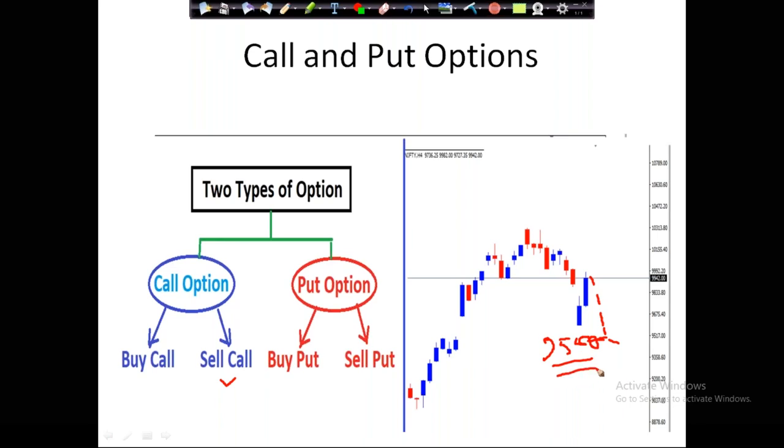Selling call. Remember, this is the basic understanding, only the basic understanding. Don't be confused. We are selling call. That's it, only about the call.